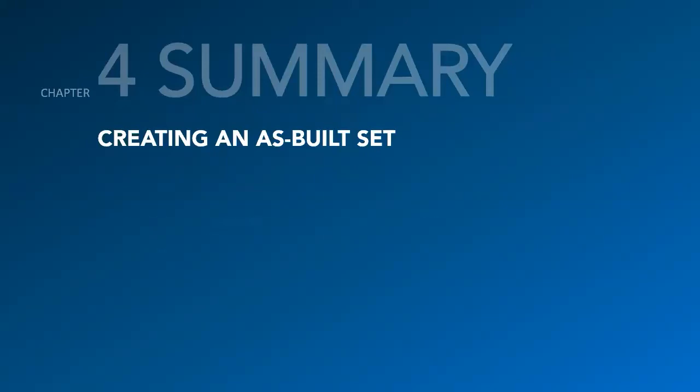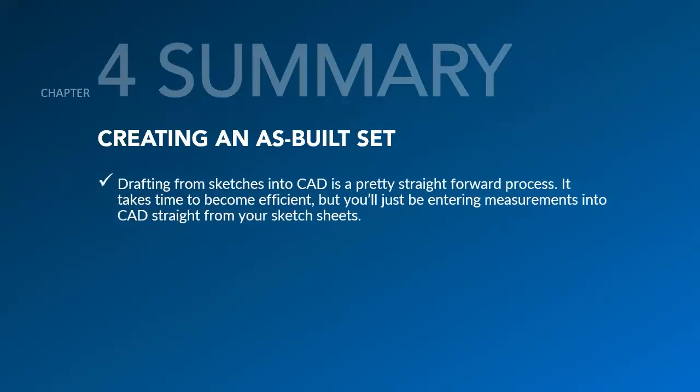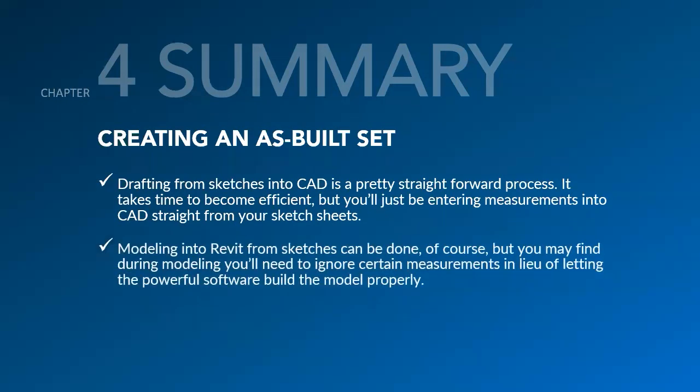So to sum up this fourth and final chapter of this presentation, drafting from sketches into CAD is a pretty straightforward process. It takes time to become efficient, but you'll just be entering measurements into CAD straight from your sketch sheets. Modeling into Revit from sketches can be done, of course, but you may find during modeling, you'll need to ignore certain measurements in lieu of letting the powerful software build the model properly.